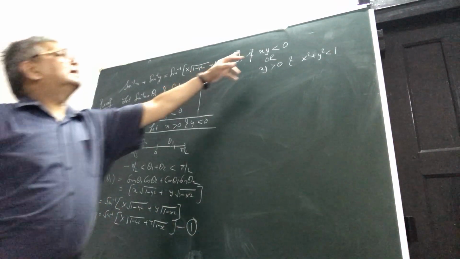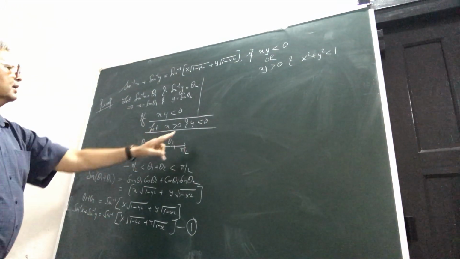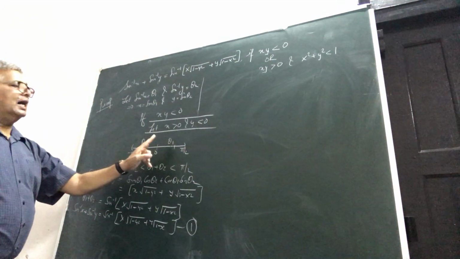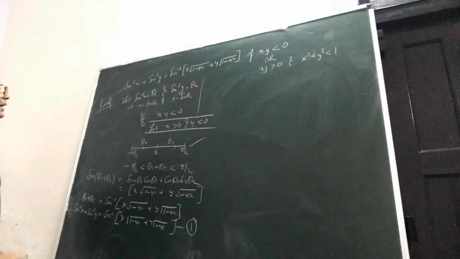When xy is less than 0. So simple. Once you are within your principal branch, then no issues. Theta 1 like this thing. So I have written in this manner. Otherwise, what will you do?